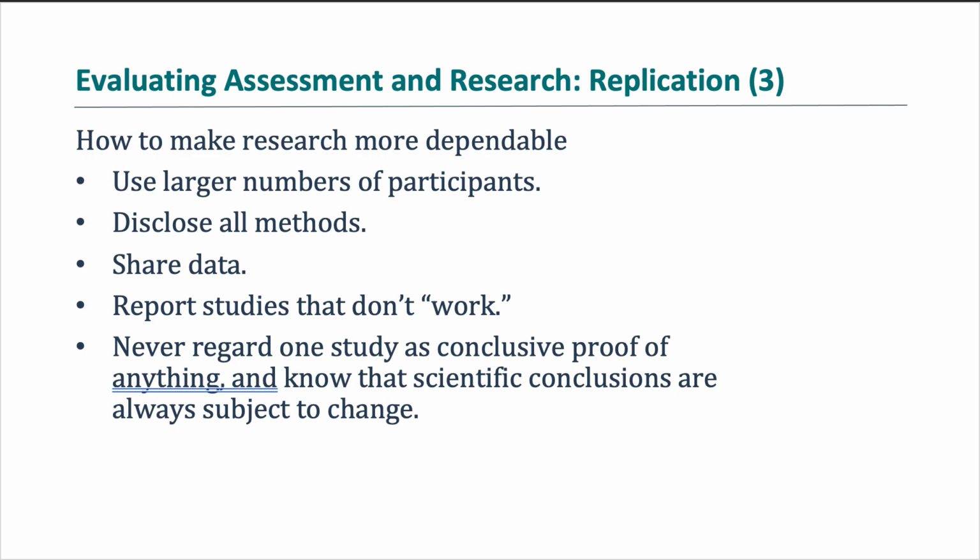So how do we make things more dependable? Well, first off, try as much as you can to get a large number of participants. Especially with these personality inventories, we want to use them on as many people as possible, because larger numbers mean that we have a better understanding. We also want to disclose all our methods. So whether we get published or not, we still want our methods to be out there so that people can reproduce it if they want to. And we want to be able to share that data. We don't want to put it under lock and key. We want it to be kind of open source where people can use it.